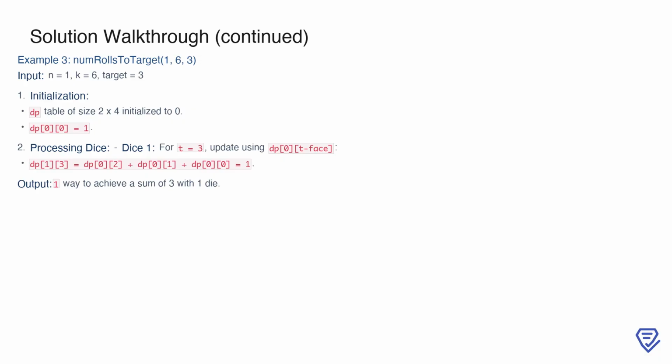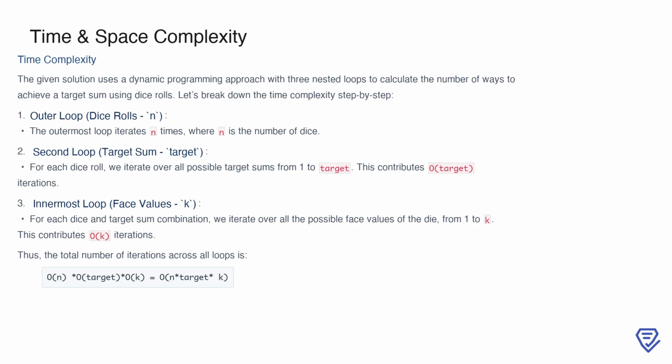Here, we analyze the time complexity of the dynamic programming solution. The algorithm relies on 3 nested loops. The outermost loop iterates through the number of dice, represented as n. For each dice roll, the second loop iterates over all possible target sums from 1 to the given target, contributing O(target) iterations. Finally, the innermost loop goes through all the possible face values of the dice, from 1 to k, adding O(k) iterations.